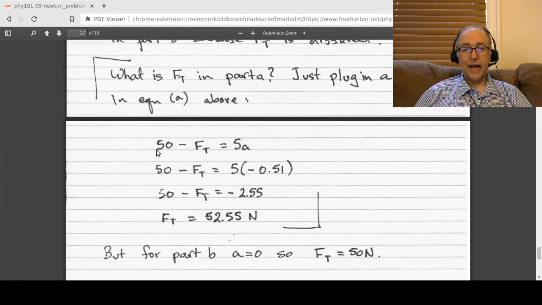As an aside, if we went back to part A and solved for FT, we would get 52.55 newtons. We only solved for a, but all you have to do is take a, which we found to be 0.51, and substitute it into either equation A or B, and you would get that the tension in part A is 52.55 newtons. Be careful, don't just use that in part B, because part B is a totally different situation. Even though the physical setup is the same, we don't have an acceleration, and that means FT is going to be different.